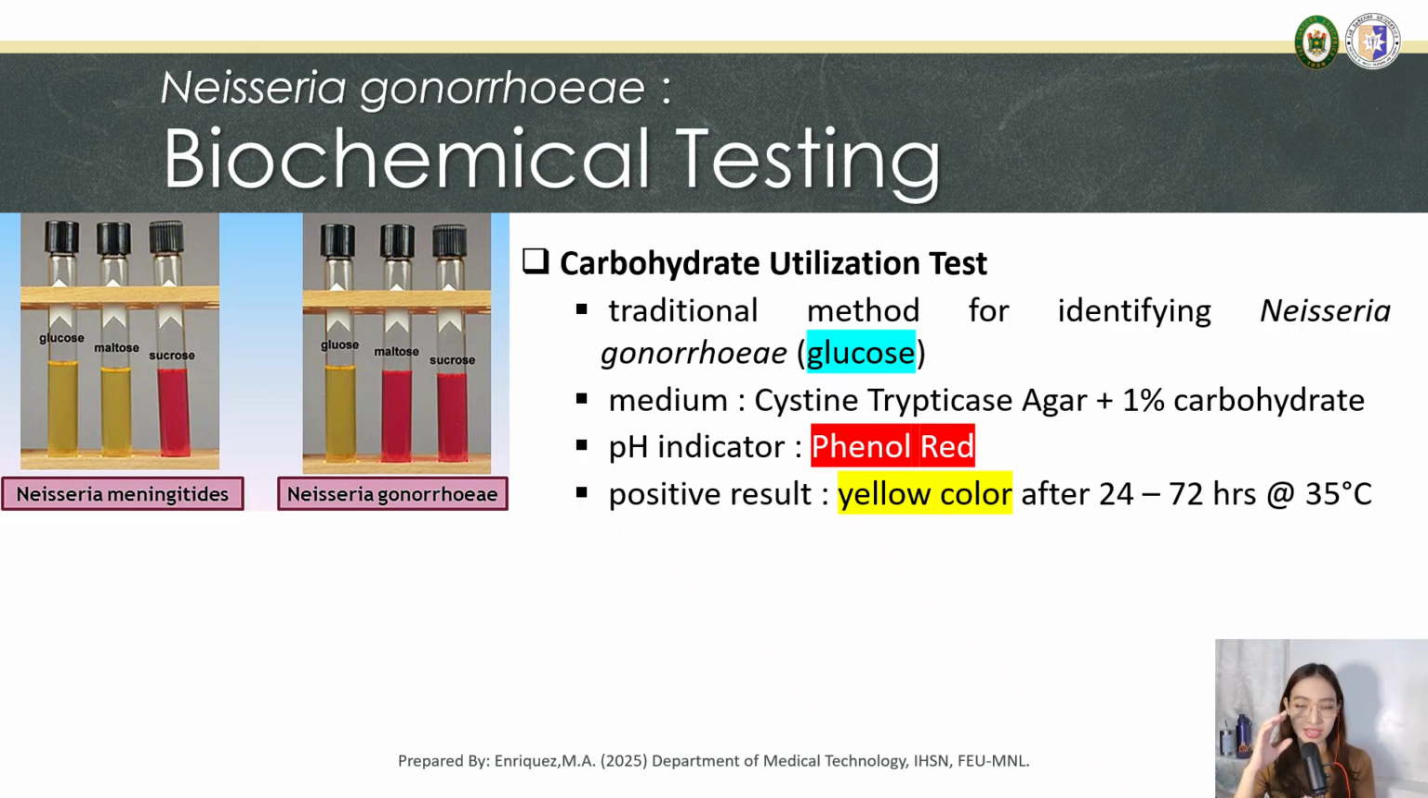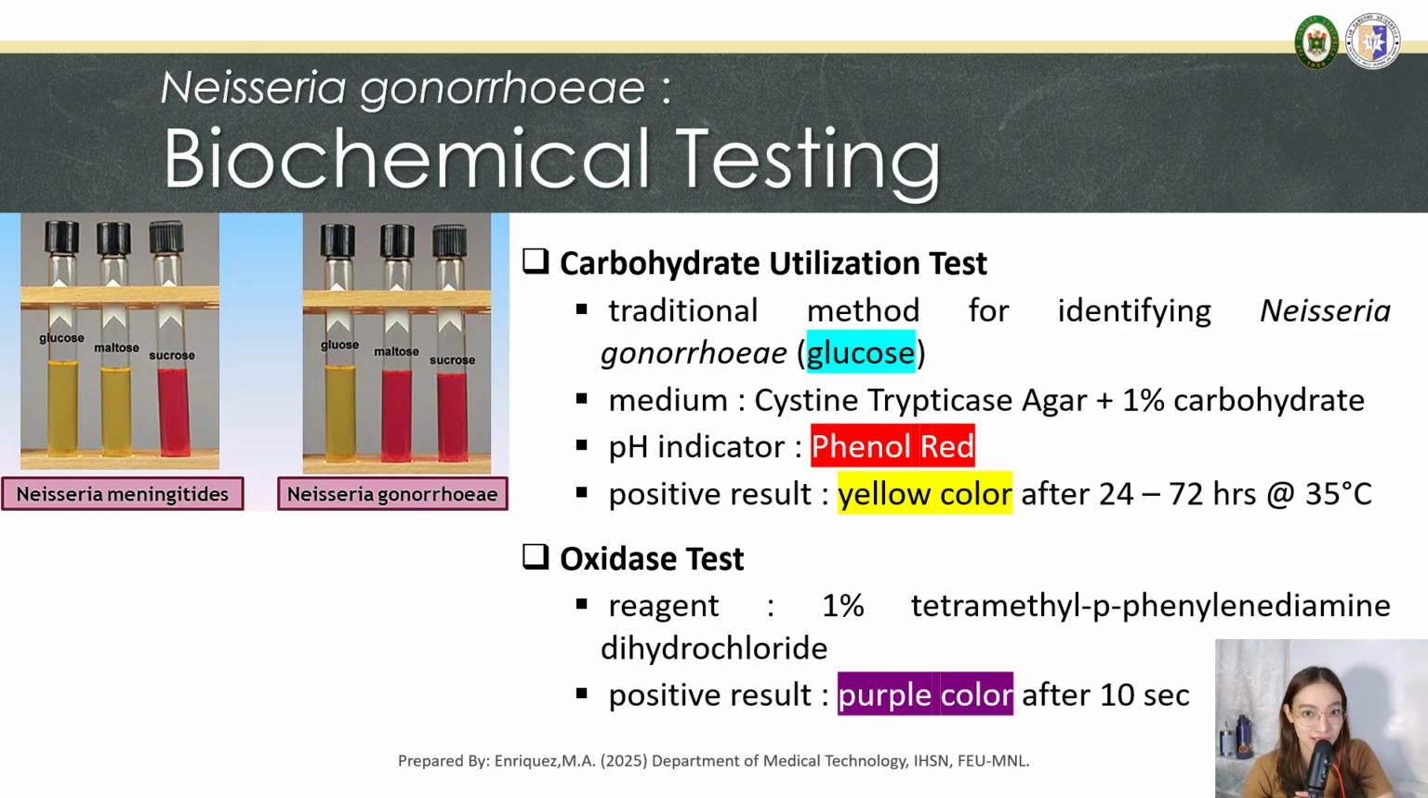So, as we can see in this picture, Neisseria gonorrhoeae is positive for glucose only, while Neisseria meningitidis will be positive for both glucose and maltose. All right, so that was for the carbohydrate utilization test.